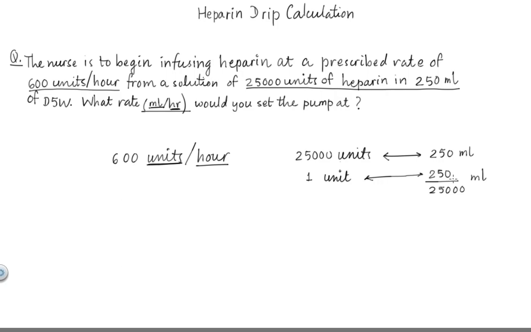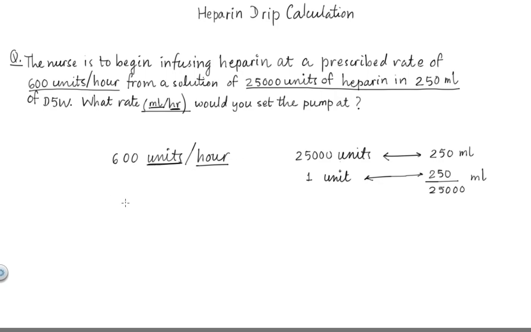If you are familiar with simple algebra, then you should definitely understand what I did here. So 25,000 units, let's say, is kind of equal to 250 ml. It's not exactly equal, it's 250 ml of solution contains 25,000 units of heparin. But here you can consider this as an equation, and then 1 unit of heparin comes in 250 over 25,000 ml. Once you understand this, this is the key part here. This is the conversion from unit into milliliter.